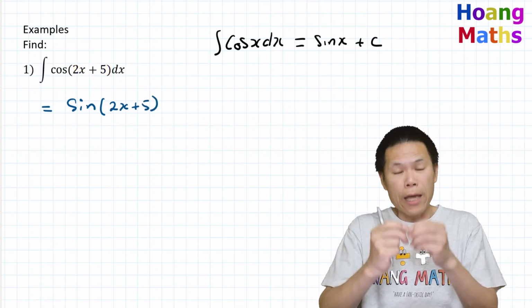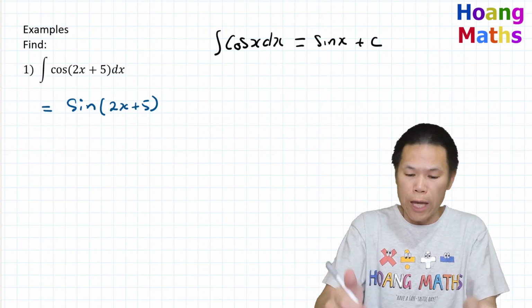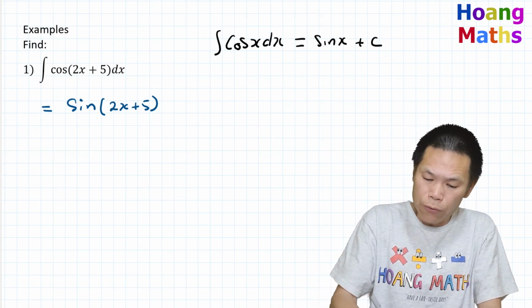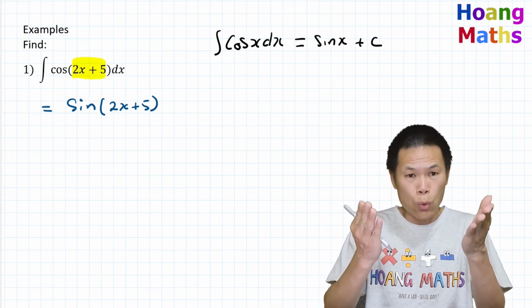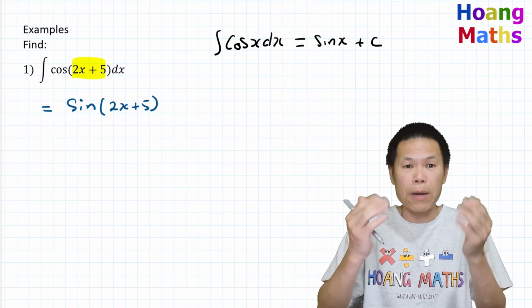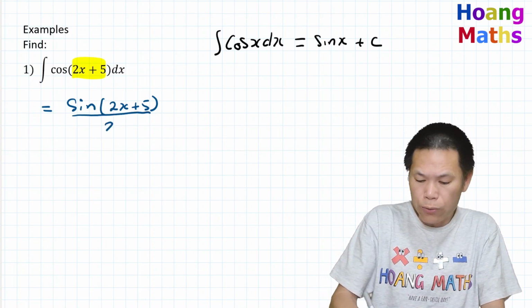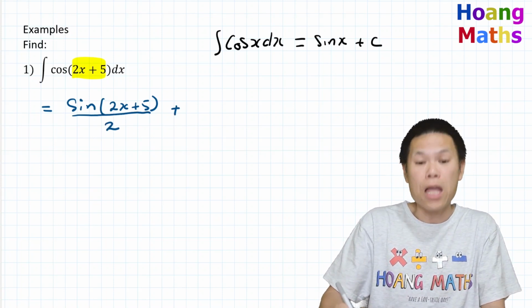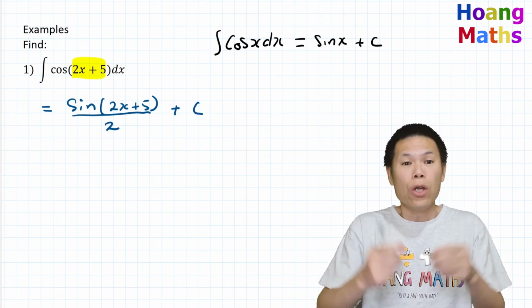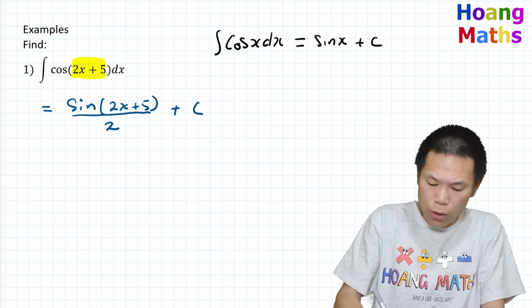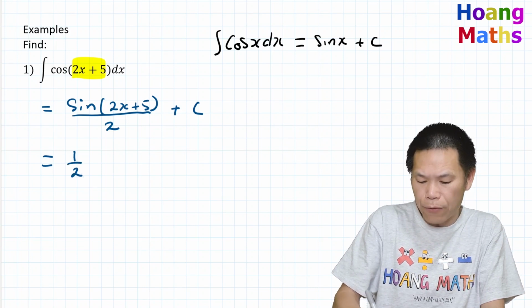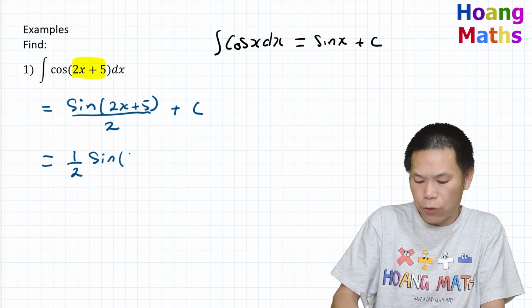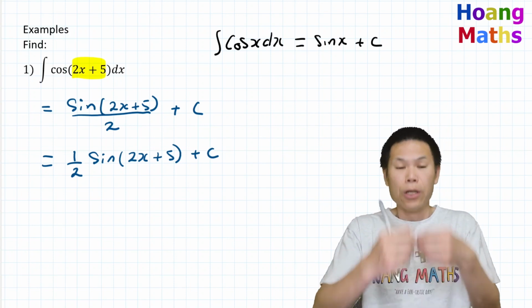So that is done. Then we just need to differentiate the angle. If we differentiate this angle here, 2x plus 5, that will give us 2. So instead of times, we just divide by 2. Divided by 2. And don't forget, we need to add a constant. So there you go. This can also be written in this form. That is exactly the same as a half sine of 2x plus 5, and we add a constant. There you go.